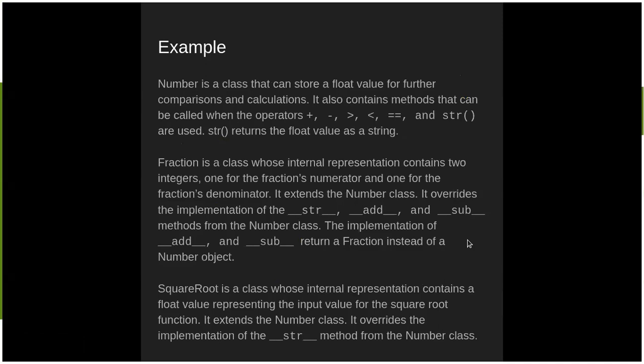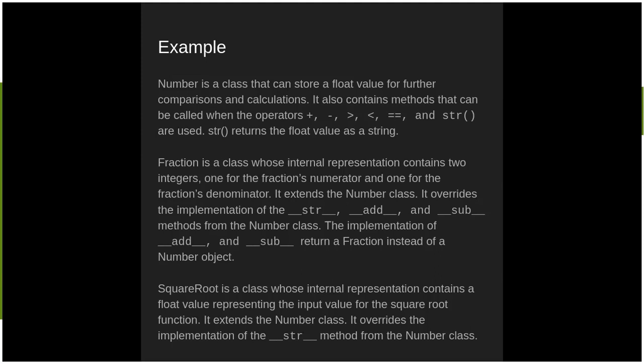So I wrote an example here. Number is a class that can store a float value for further comparisons and calculations. It also contains methods that can be called when the operators plus, minus, less than, greater than, the Boolean equals check, and string are used. String returns the float value as a string.